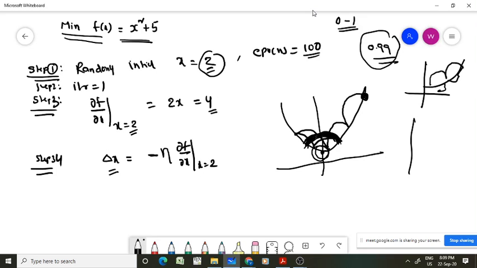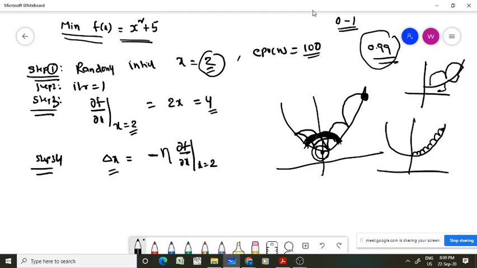Second thing, suppose you choose a small learning rate, then what happens? If the initial point is here, then it will move from here to here, here to here, and so on in small steps. So if you choose a small learning rate, the possibility of escaping the local point will be very, very minimal.